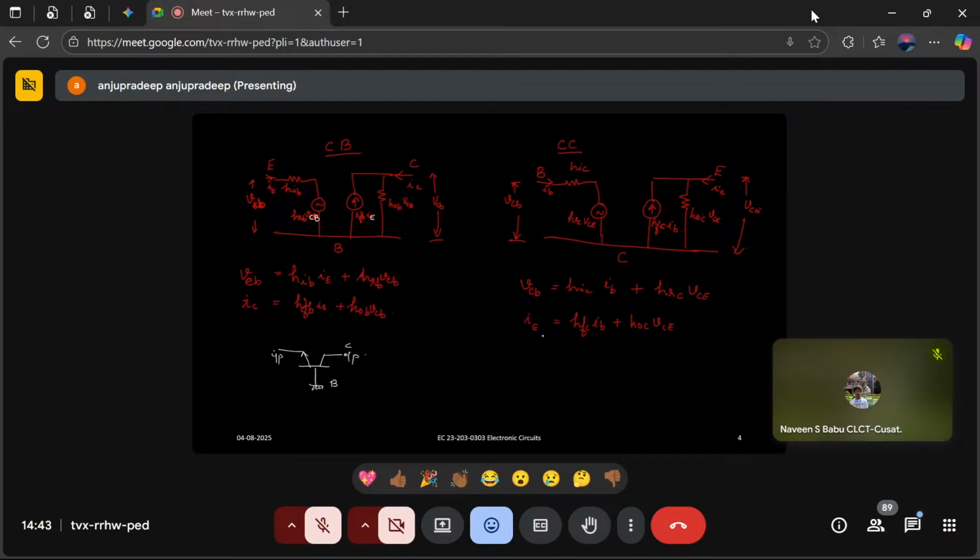Now common collector configuration means collector is grounded. Collector is grounded, base is the input point, and emitter is the output point. So you have to write the subscripts accordingly. So output voltage will be, input voltage VCB will be equal to HIC. You are changing the subscript like that.